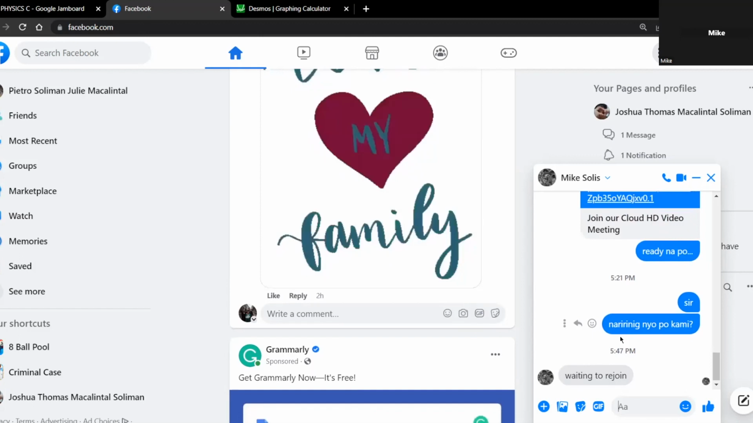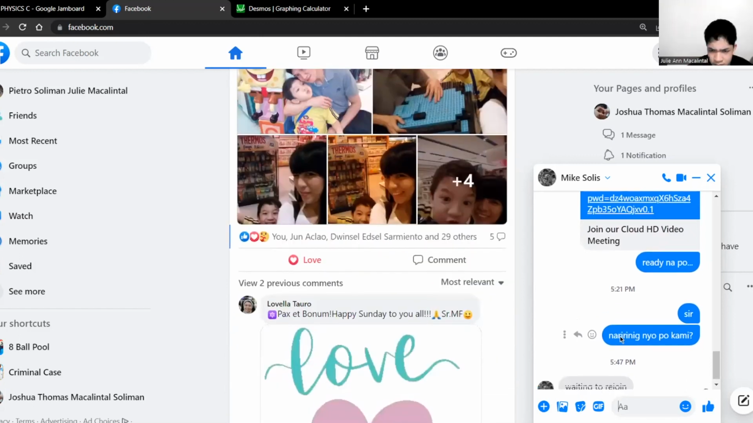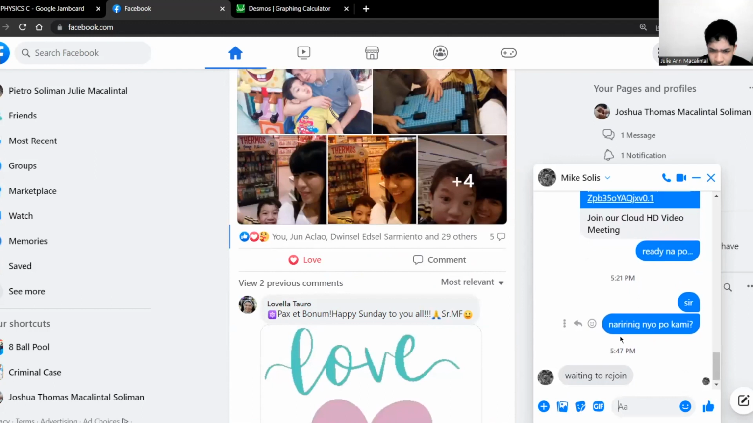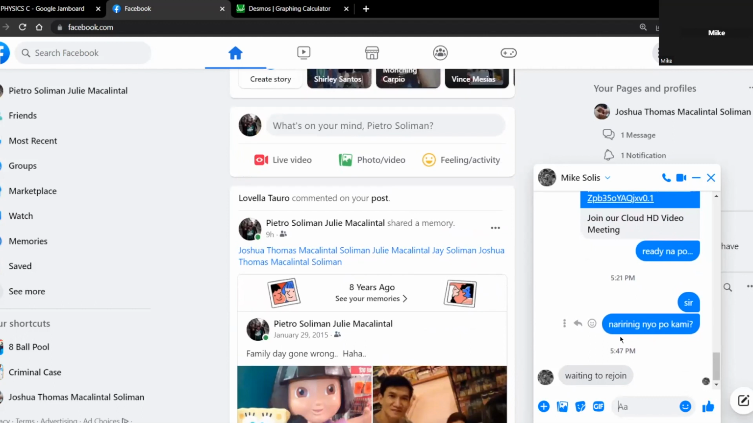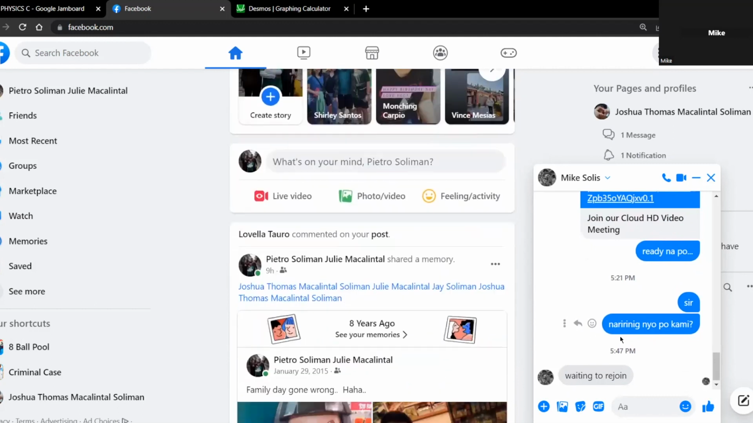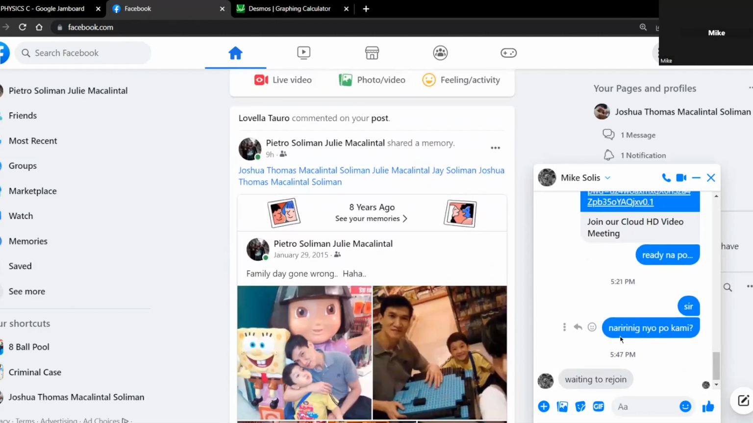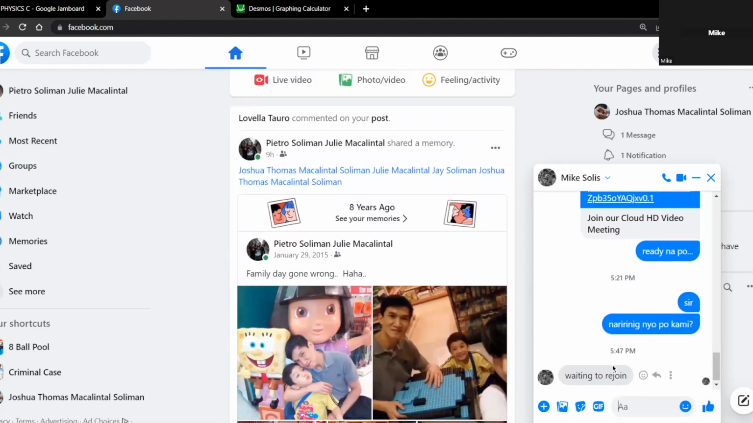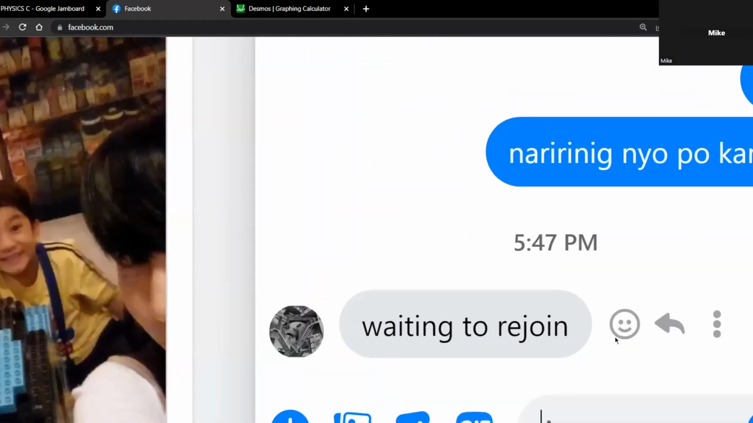13.3 megabytes. Tapos, i-share ko na yung... kasi yung isang book na gagamitin natin, yung sa A-level, yung H2 math na graphs, functions, and series, ina-assume na alam mo na to.